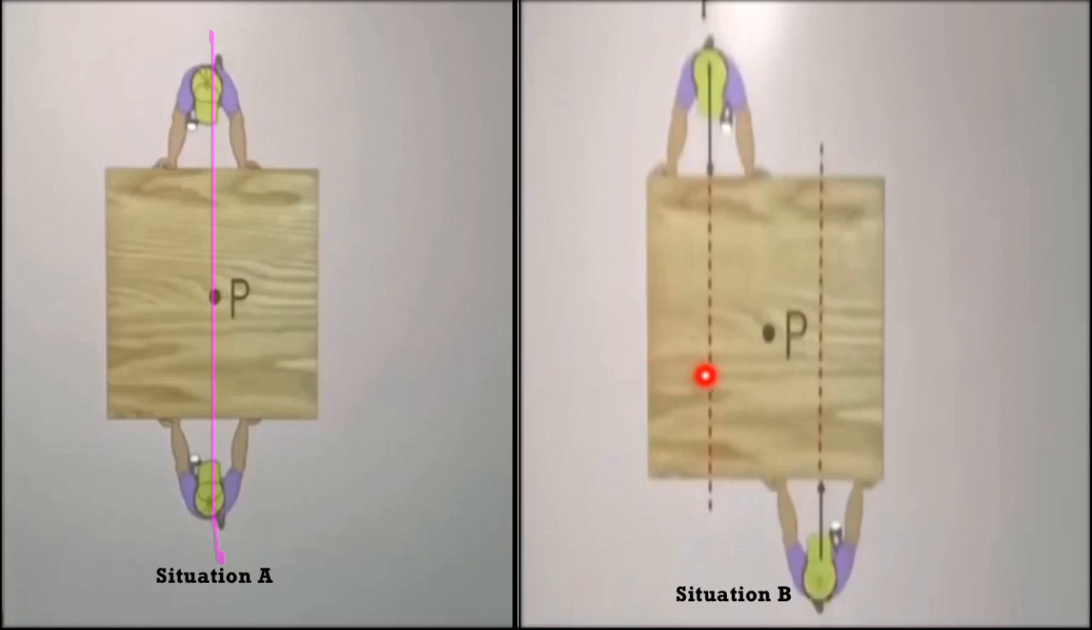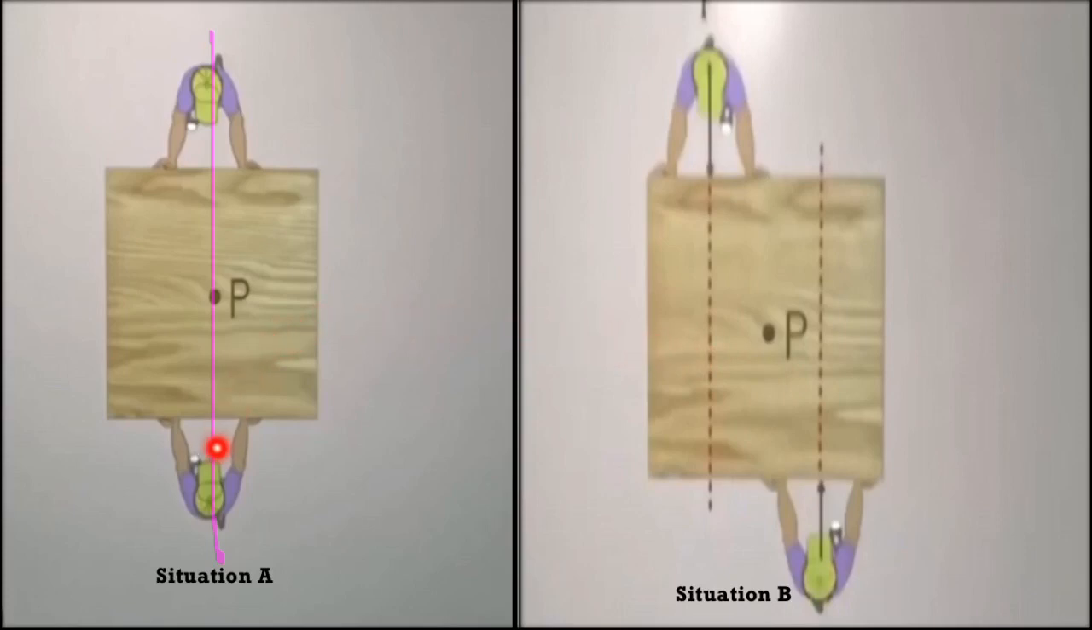Now we change to situation B. In this situation, here we also have 2 same persons and they are also applying the forces in the opposite direction. Now the body will rotate. Why is it so? Can you find out the reason?